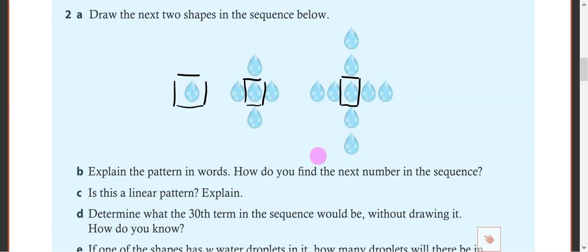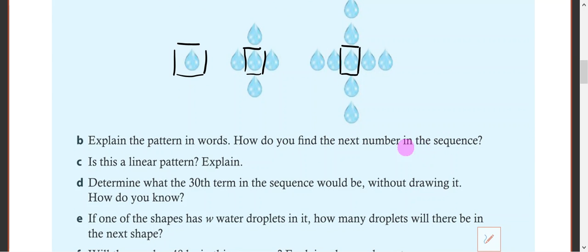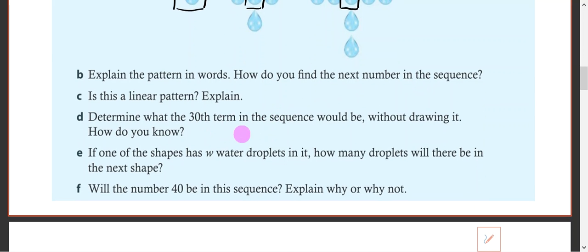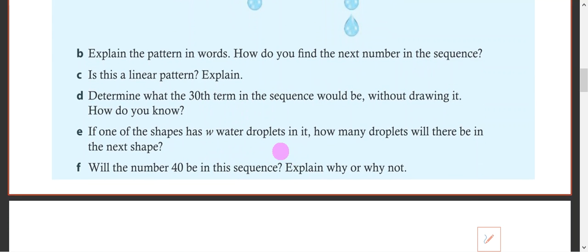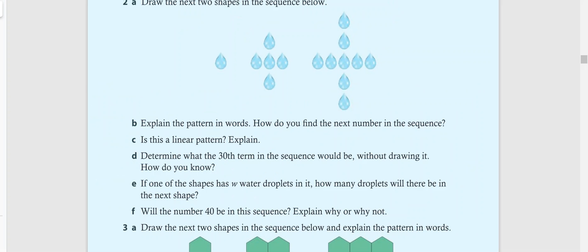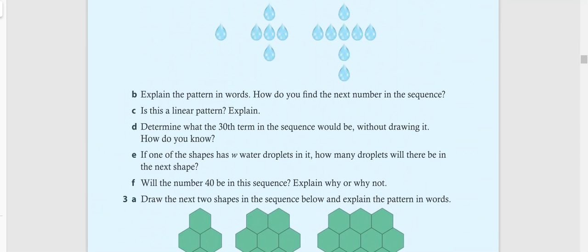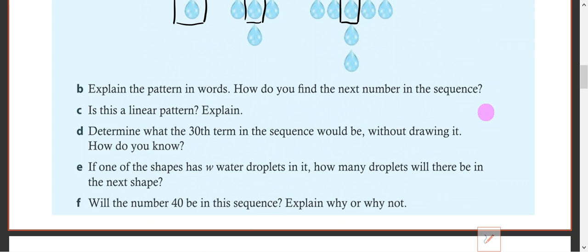Right, I'm going to get you to do this question. So it's the same setup. How do you find the next number? Is it linear? Determine the 30th term. I know it doesn't ask you for the equation, but see if you can find it. I don't want you to stand up now and tell me. I want you to do it in your books or from the charts. We are on page 92 in the textbook. I will leave this on the screen for anyone that doesn't have a book to view.